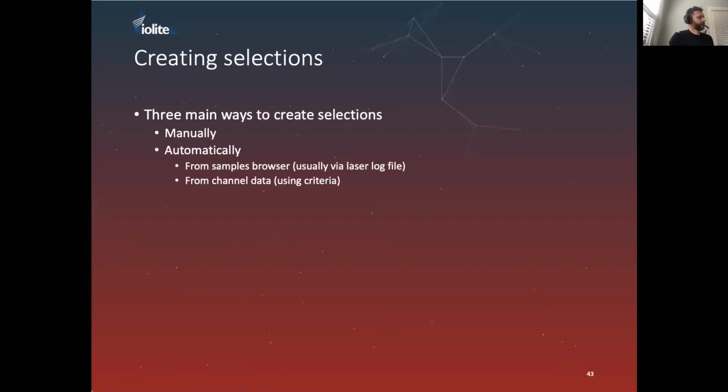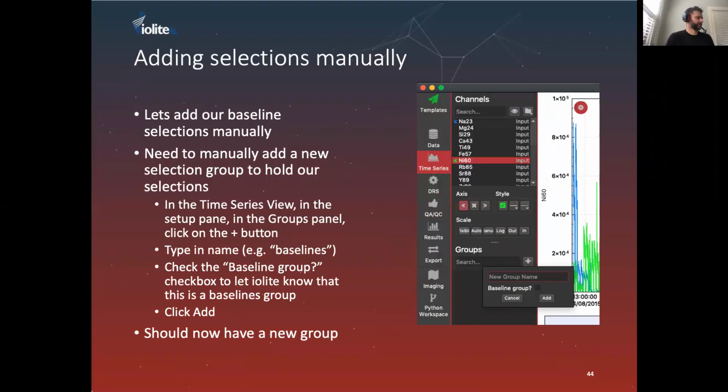So there are three main ways to make selections. They are manually, by dragging an area or defining an area, or you can do them automatically, usually from the samples browser via a log file, or from using channel data using criteria. So we'll start off with manual selections.